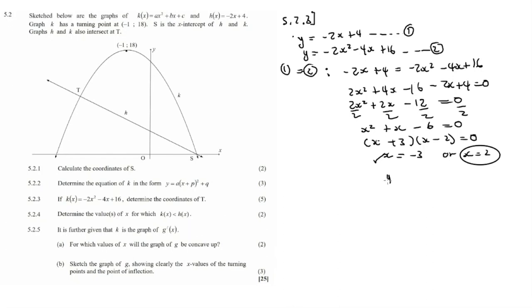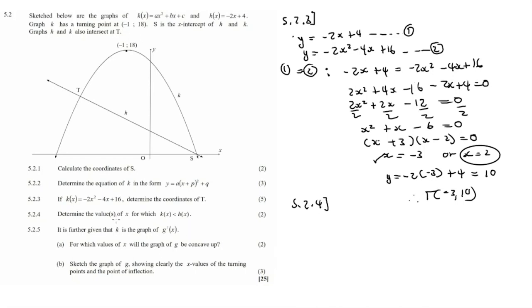So the y coordinate: you substitute into equation 1 to find y. y is equal to -2 times -3 plus 4. Y is equal to +6 plus 4, which is 10. So therefore the coordinates are (-3, 10). These are the coordinates for t.